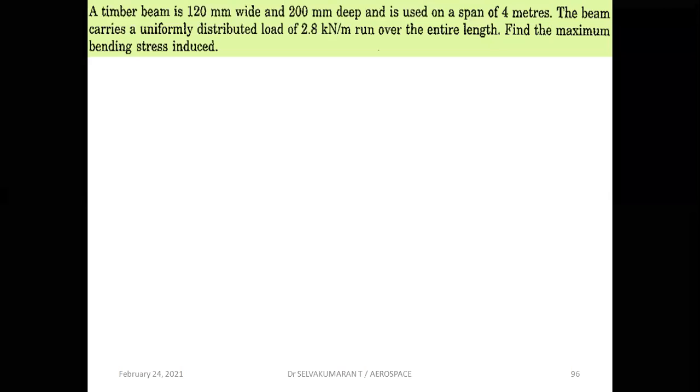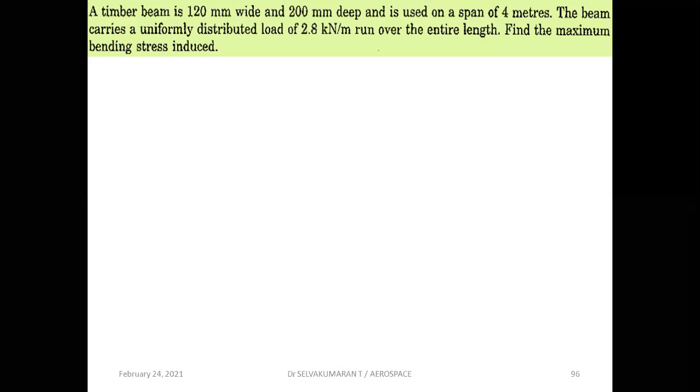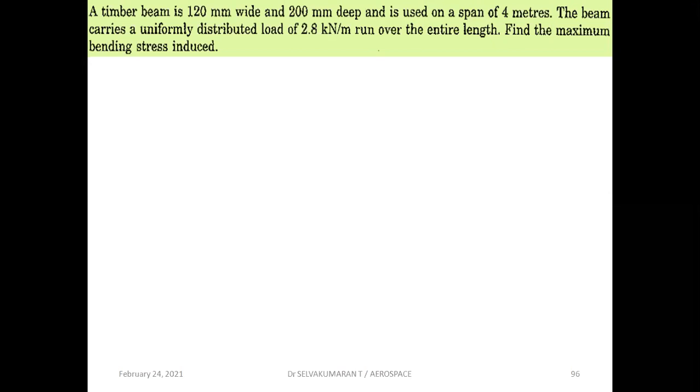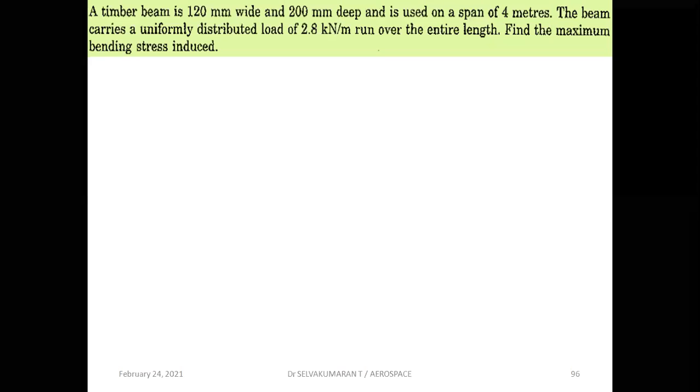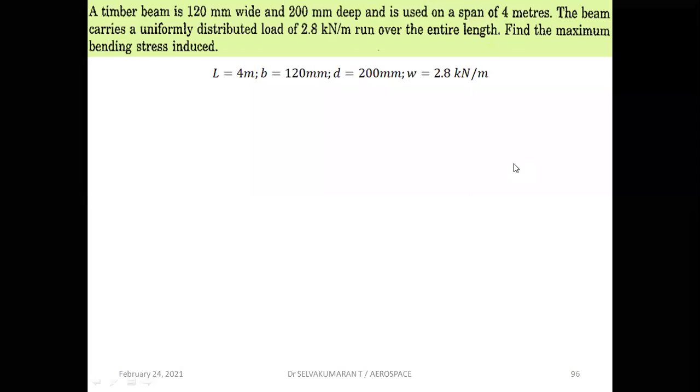So next problem, a timber beam is 120 millimeter wide and 200 millimeter deep and is used on a span of 4 meters. The beam carries a UDL of 2.8 kilonewton per meter run over the entire length. Find the maximum bending stress induced. So the given data are length 4 meter, width 120 millimeter, depth 200 millimeter, and UDL is 2.8 kilonewton per meter or 2.8 Newton per millimeter. That 1000 on the numerator and denominator will get cancelled.